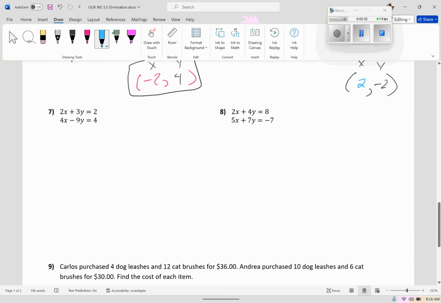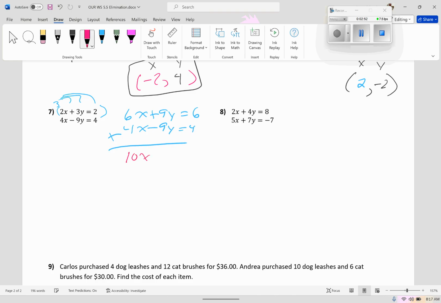Taking a look at number 7. I think I'm going to get rid of the y's. So I'm going to multiply this whole thing by 3. So distribute that over the parentheses. It's going to give me 6x plus 9y is equal to 6. My second equation, I'm not going to change at all. We're going to go ahead and add these together. And that's going to give me 10x. The y's cancel out. Equals 10. Divide both sides by 10. So 10 over 10 is 1. So my x value of my answer is 1.